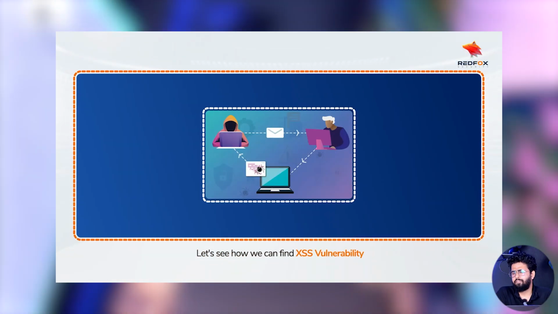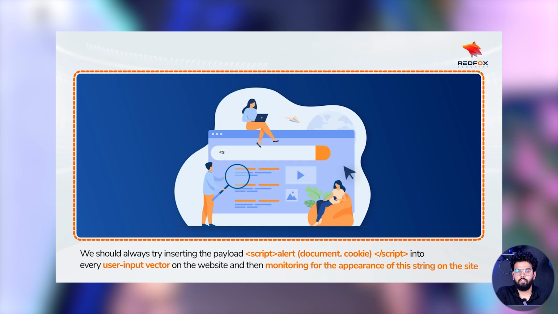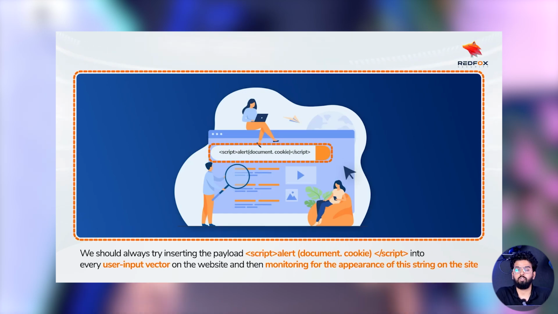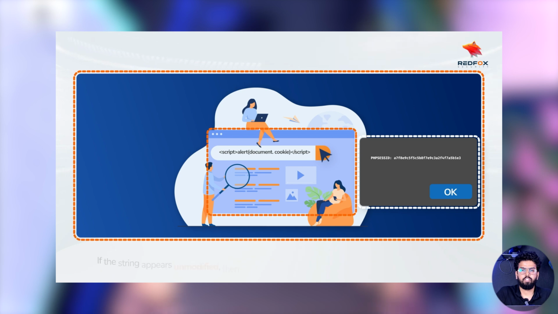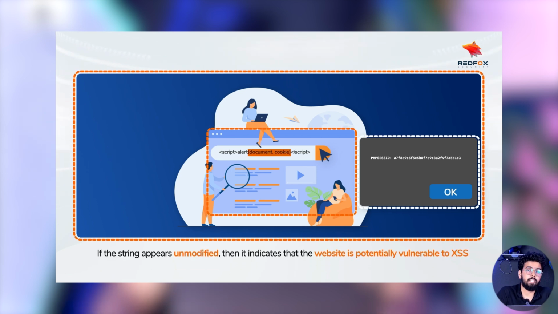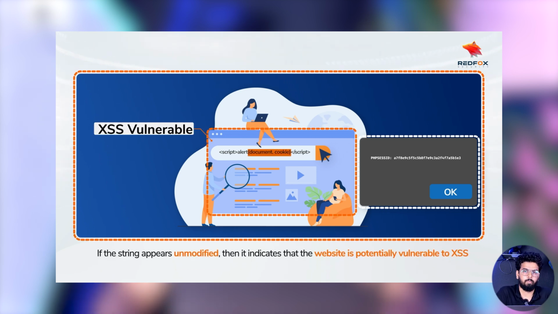About advanced XSS attacks, finding XSS bugs. Let's see how we can find an XSS vulnerability. We should always try inserting the payload <script>alert(document.cookie)</script> into every user input vector on the website and then monitor for the appearance of this string on the site. If the string appears unmodified, then it indicates that the website is potentially vulnerable to XSS.